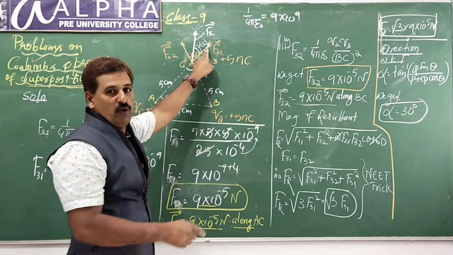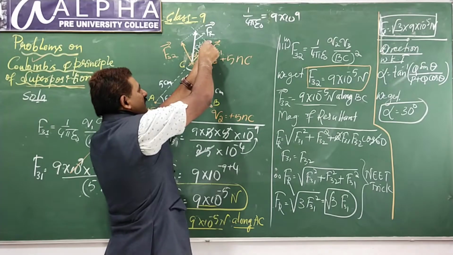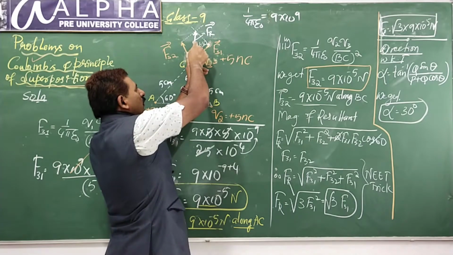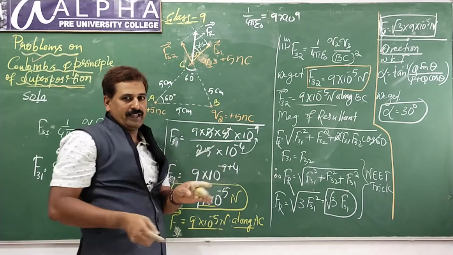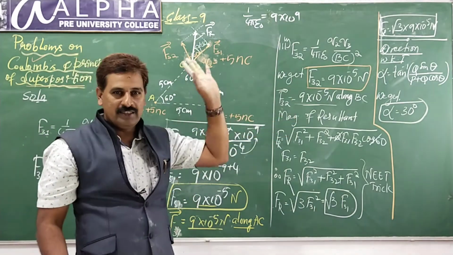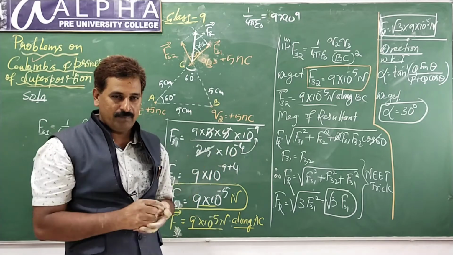If this force is more, the resultant will be more towards this. Or if this force is more, it will be more towards this. Both are equal, so it will bisect exactly at the middle. Middle means 30 degrees. That's it.